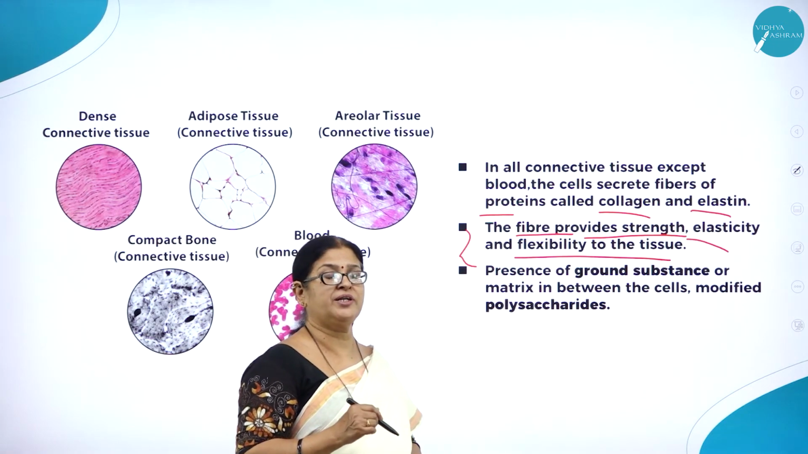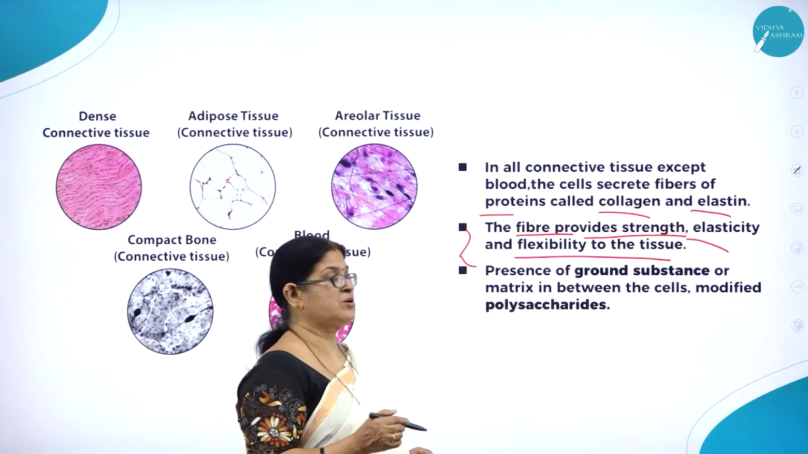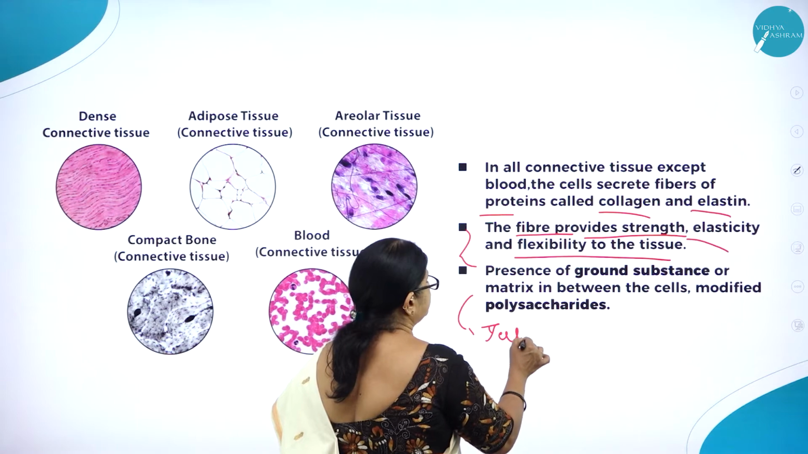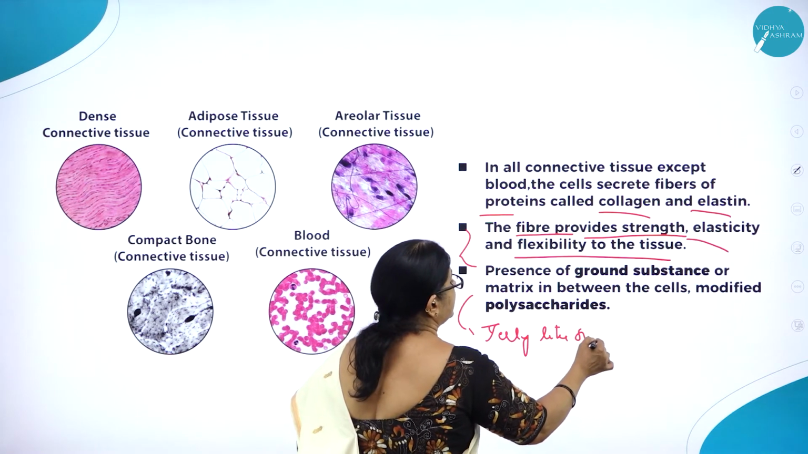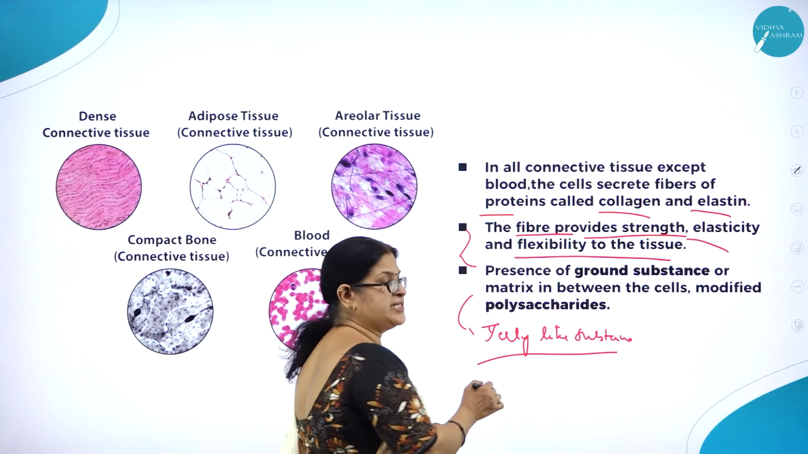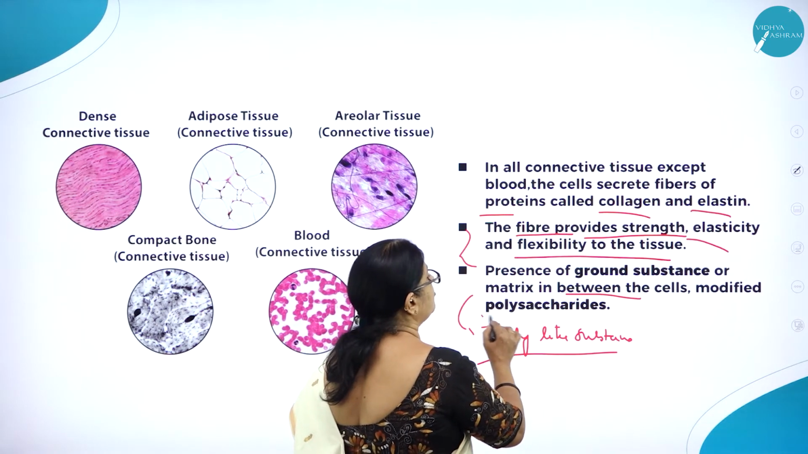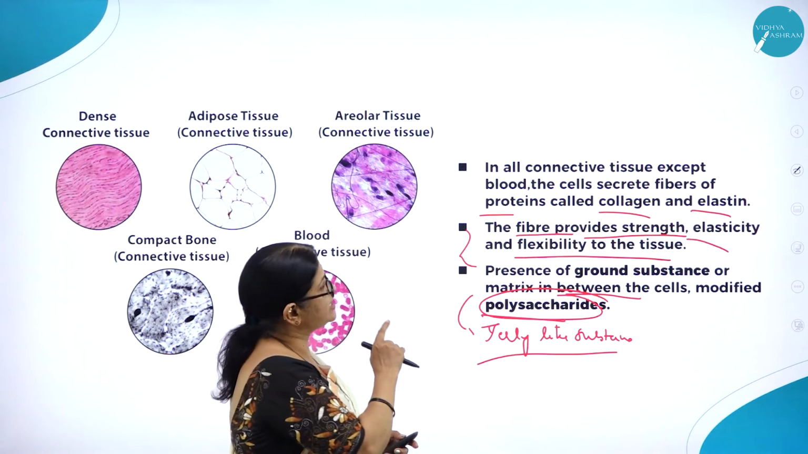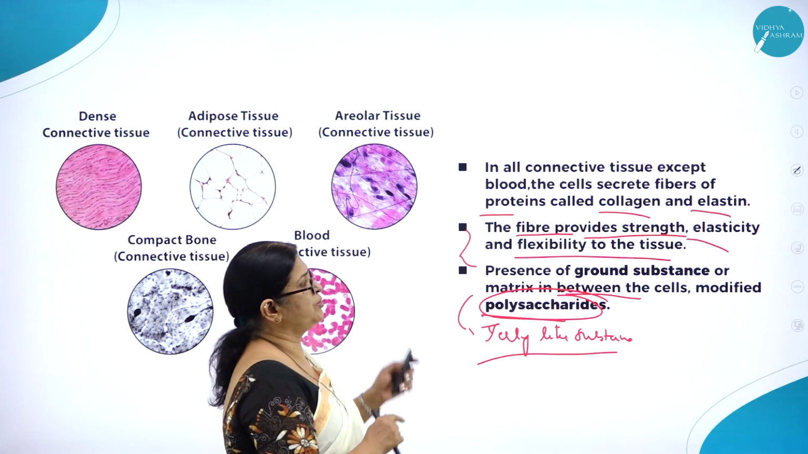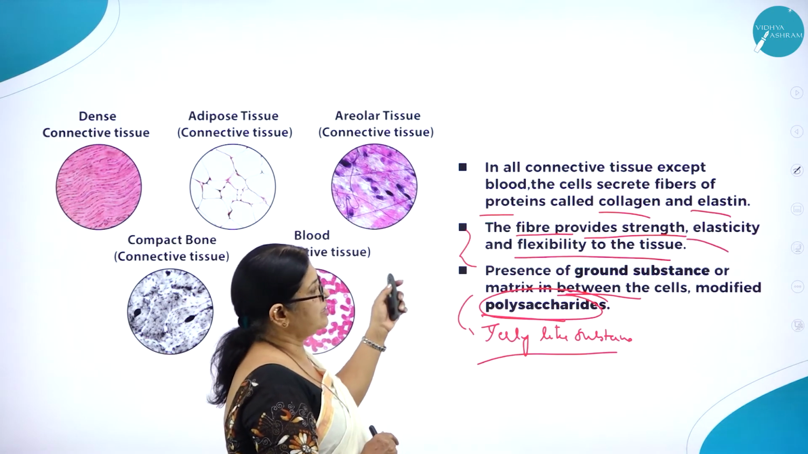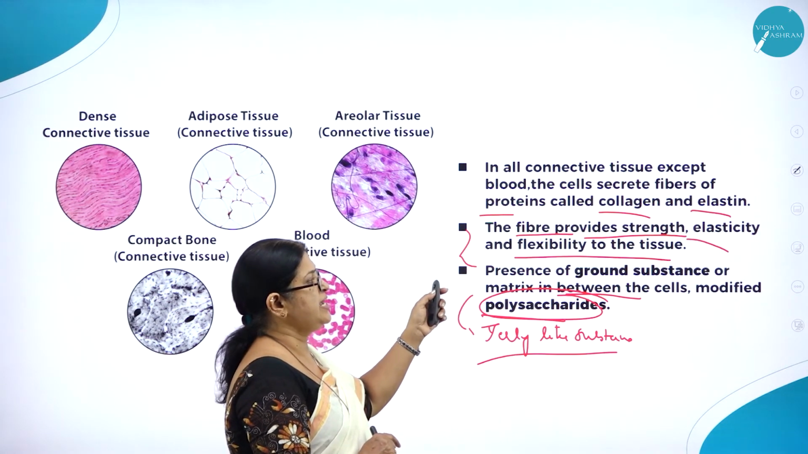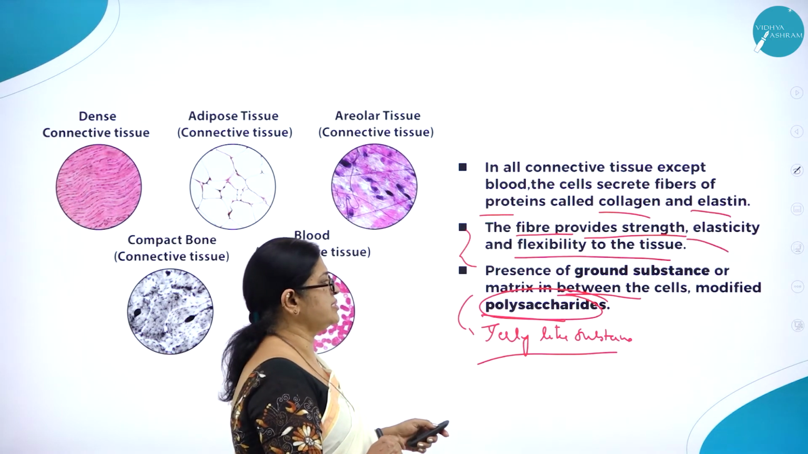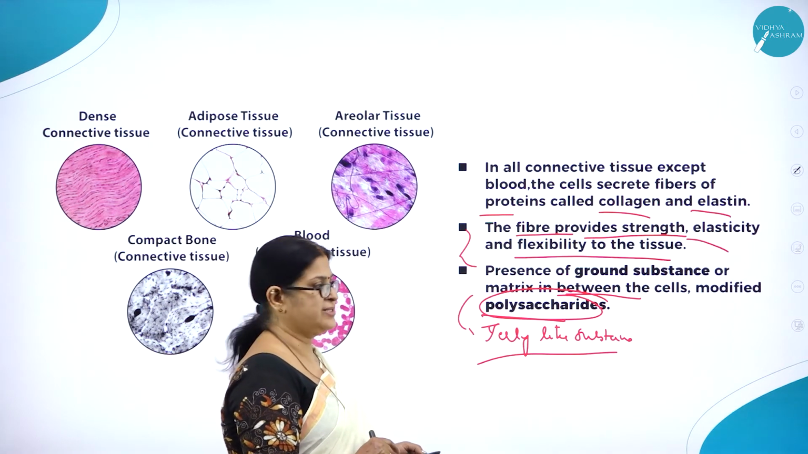Very important is the presence of a ground substance, or what we call the matrix. Matrix is nothing but a jelly-like substance in between the cells, and it is a modified polysaccharide. So in all connective tissue except blood, the cells secrete fibers of proteins called collagen and elastin. The fiber provides strength, elasticity, and flexibility to the tissue. The presence of ground substance or matrix in between the cells is nothing but modified polysaccharides.